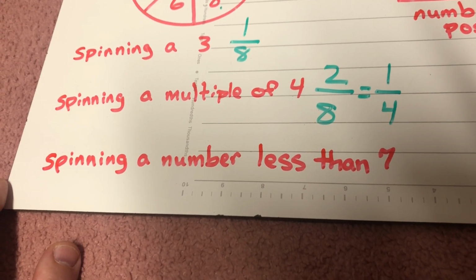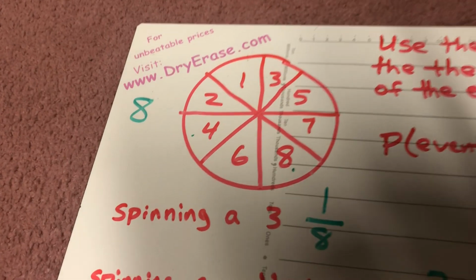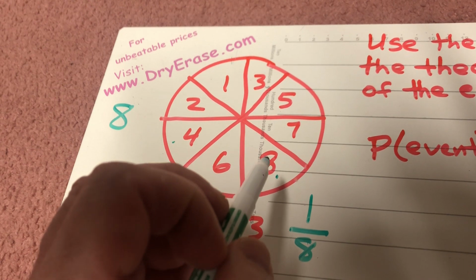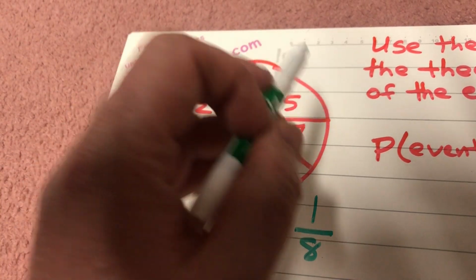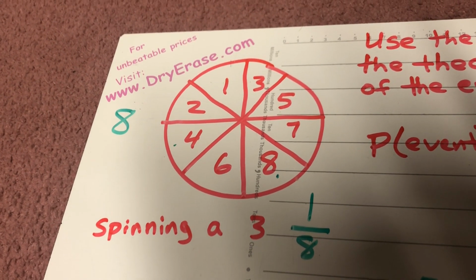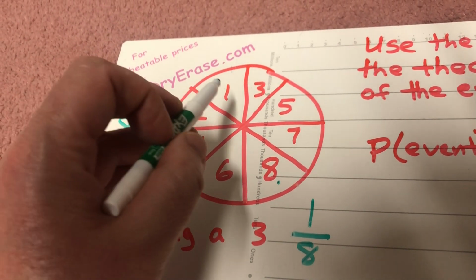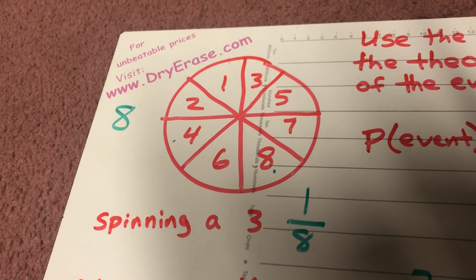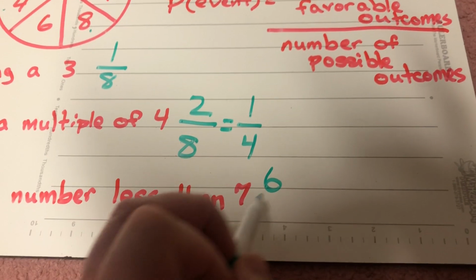Spinning a number less than 7. Well, if I go to my spinner and I look at my numbers, the numbers that are less than 7, well, I have 8 and 7. Those aren't less than 7. But 6, 4, 2, 1, 3, and 5 are all less than 7. So that's 1, 2, 3, 4, 5, 6 options. So there are 6 favorable outcomes of spinning a number less than 7. But there are 8 possible outcomes.